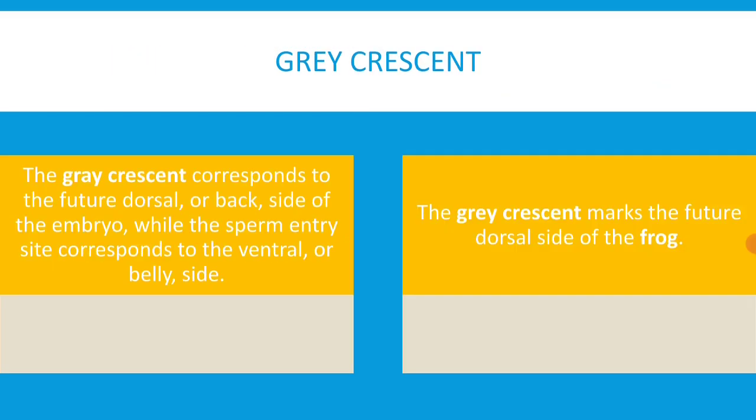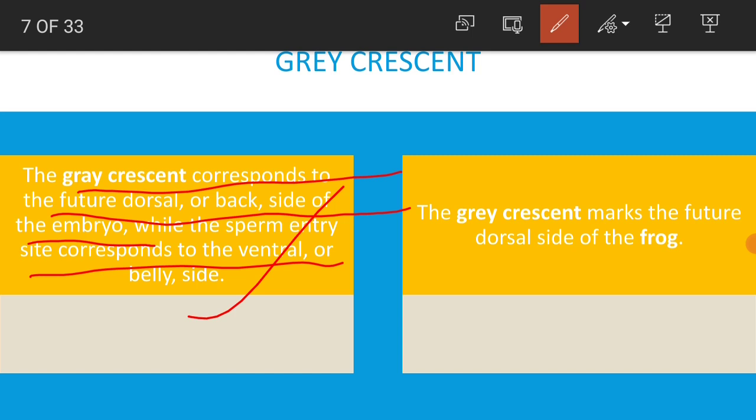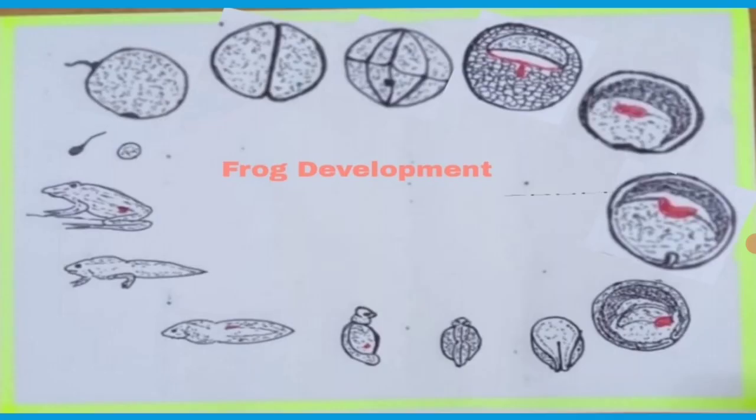And here, while dealing with the egg of the frog, we come across one term called grey crescent. This grey crescent corresponds to the future dorsal or back side of the embryo, while the sperm entry site corresponds to the ventral or belly side. That means grey crescent corresponds to the future dorsal side. And exactly on the opposite side of the grey crescent, the spermatozoa will enter into the egg. The grey crescent marks the future dorsal side of the frog. So here you can see the different developmental stages of the life history of frog.